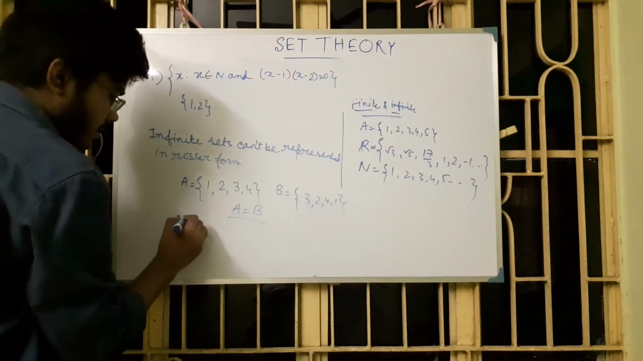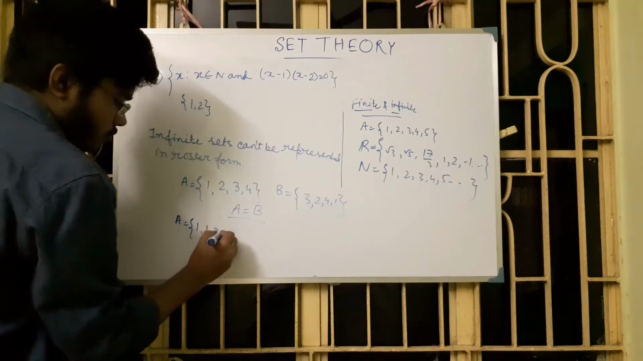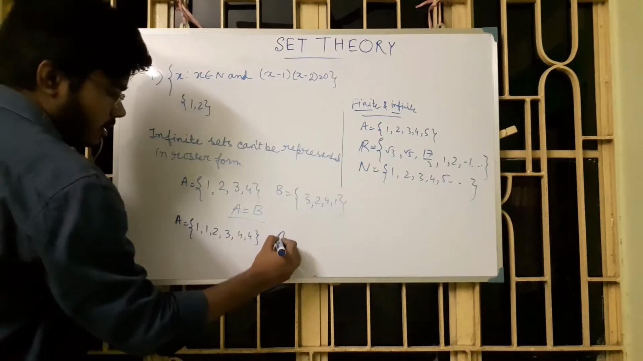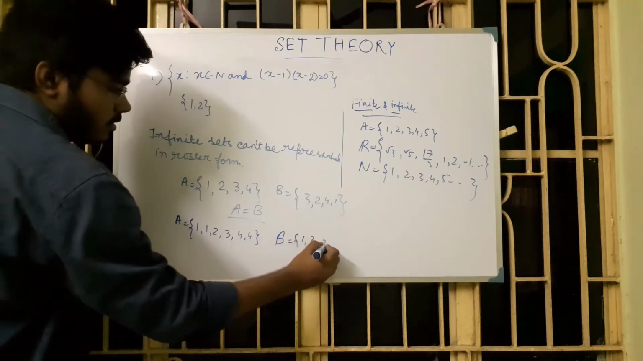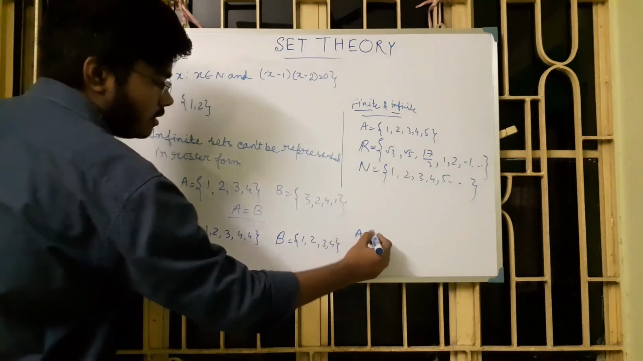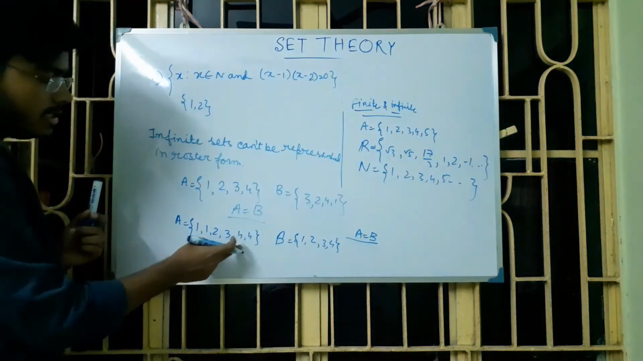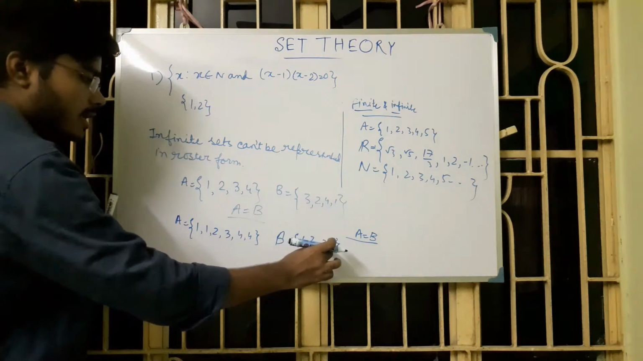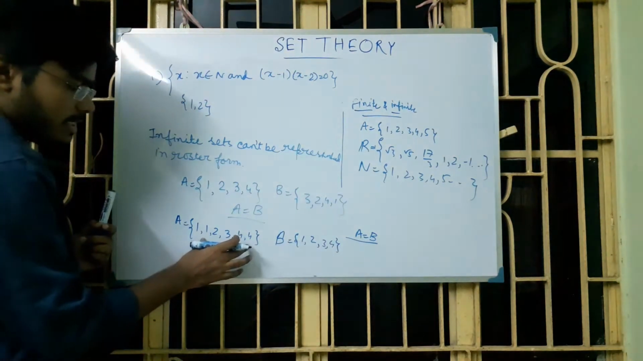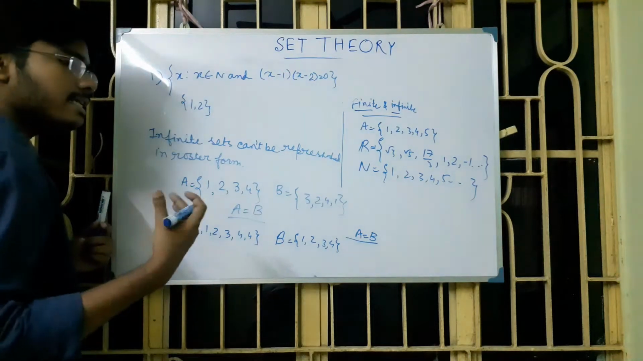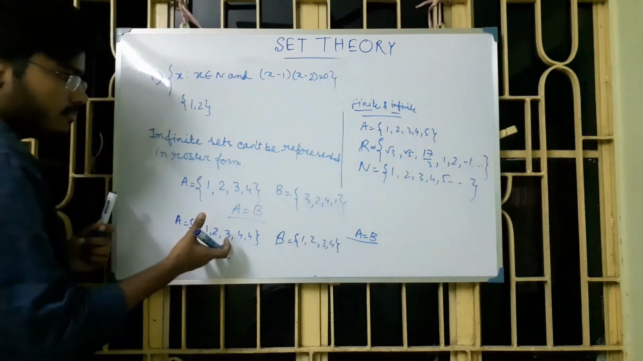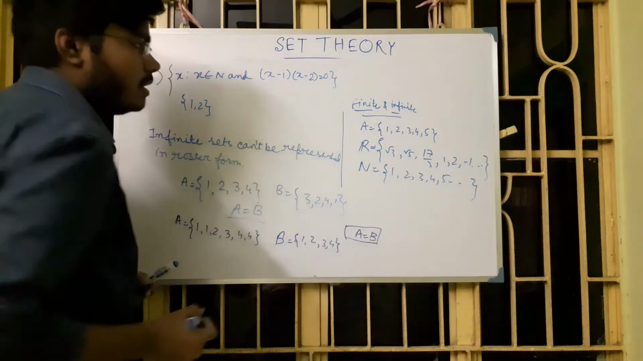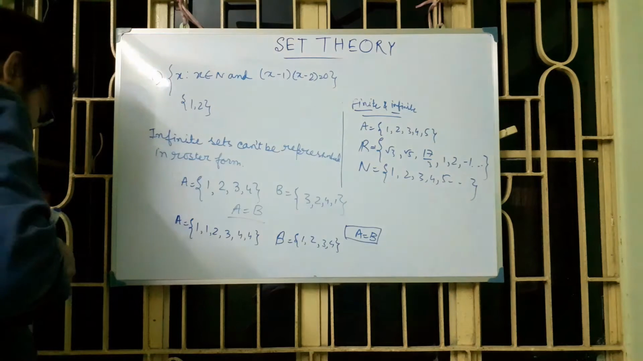If, let's say, A equals 1 1 2 3 4 4 and set B is just 1 2 3 4, both are the same, A equals B. The number of times an element repeats does not matter. You just have to think: are all the elements present there, and is there any extra term? There is no extra term, no other terms present there. That means A equals B. These are the basic concepts.